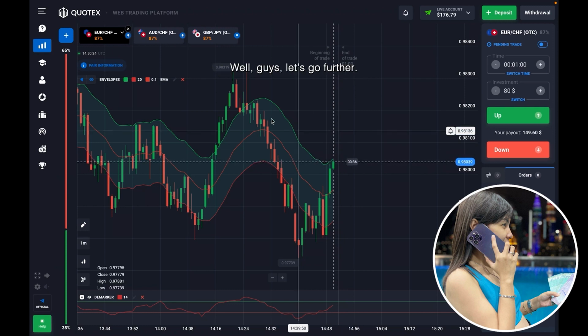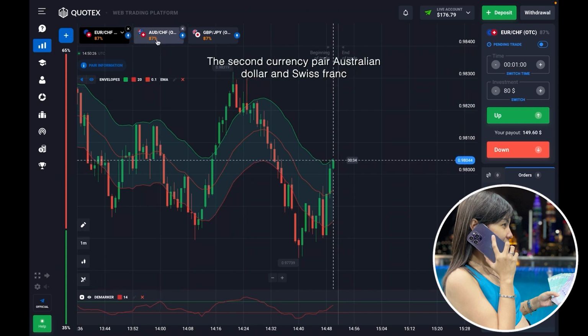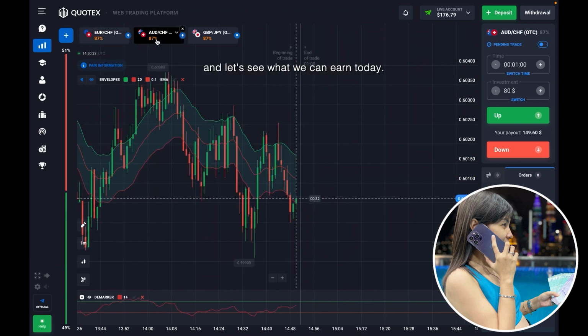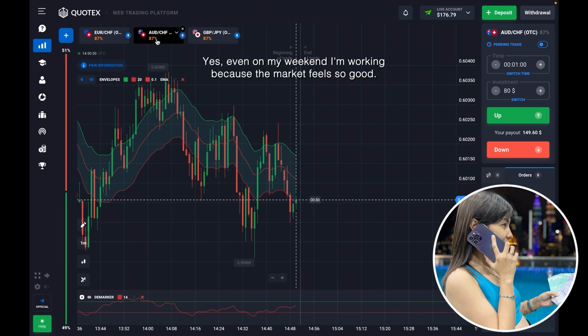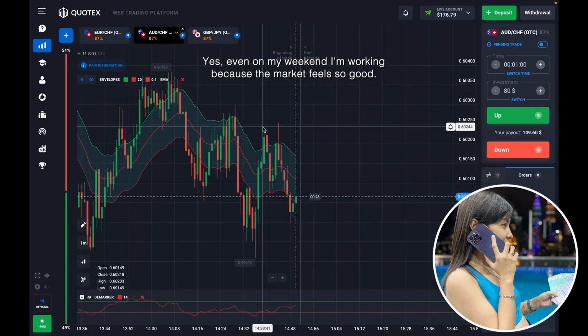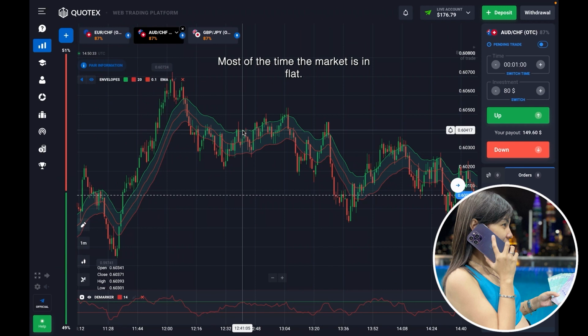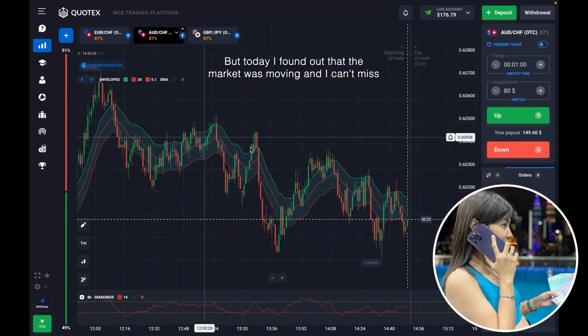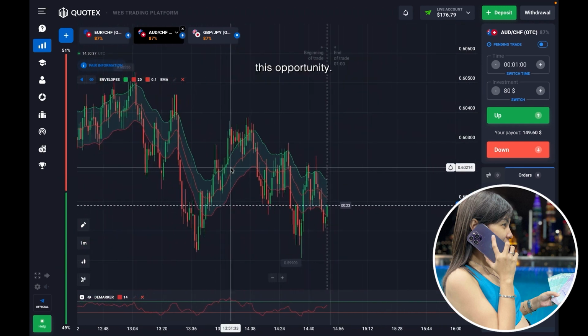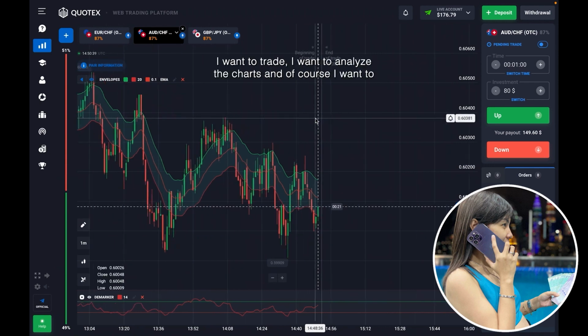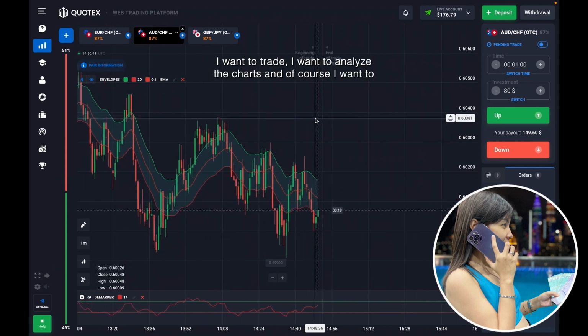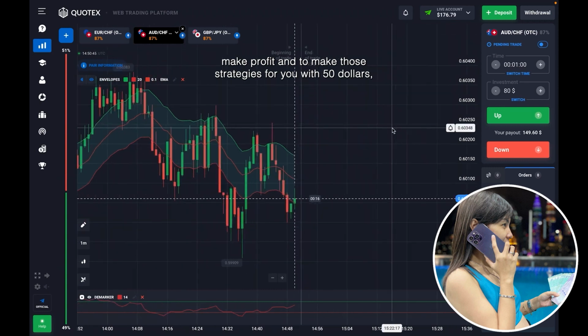Well guys, let's go further. Second currency pair, Australian dollar, Swiss franc. Let's see what we can earn today. Even on my weekend I'm working because the market feels so good. Most of the time the market is in a flat, but today I found out the market was moving and I can't miss this opportunity. So I want to trade, I want to analyze the charts, and of course I want to make profit and to make those strategies for you with $50.